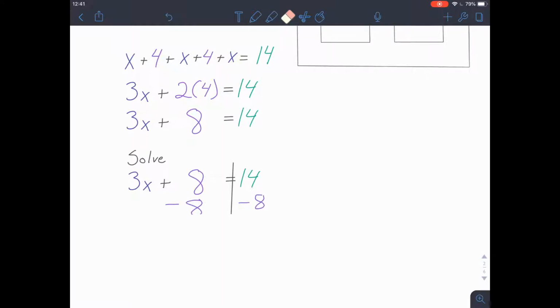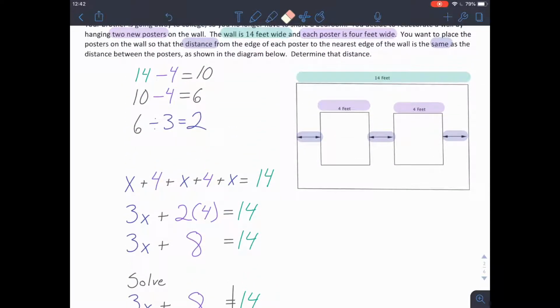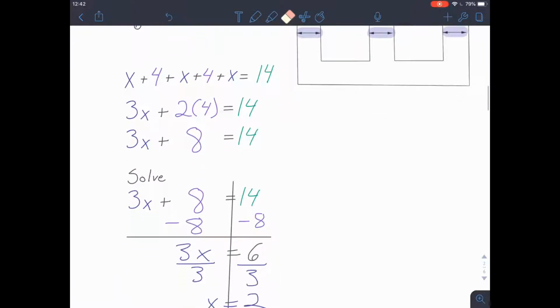So we subtract 8 from both sides of our equation, and our new equation is going to be 3x equals 6. Now the only operation that is left to undo is multiplication, so we will divide both sides of our equation by the number being multiplied with our variable, 3. And then we are left with x equals 2. So we can see that we get the same answer of 2 feet for the distances between our posters.